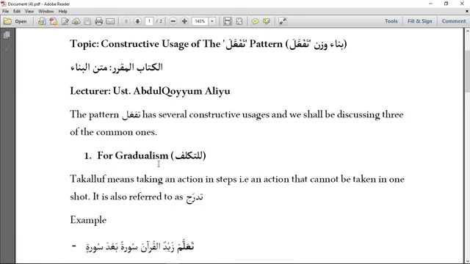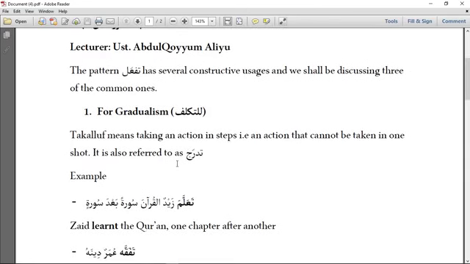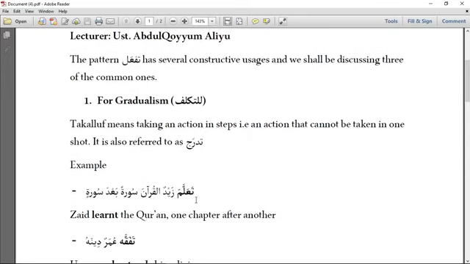So we use the tafa'ala pattern for gradualism, an action that is performed in steps, an action that cannot be performed all together at once. It has to be in steps before the action is complete. So those are the kind of verbs that fall in the category of takalluf. An example here is ta'allama. When it comes in that shape, it denotes takalluf, an action that is performed in gradualism.